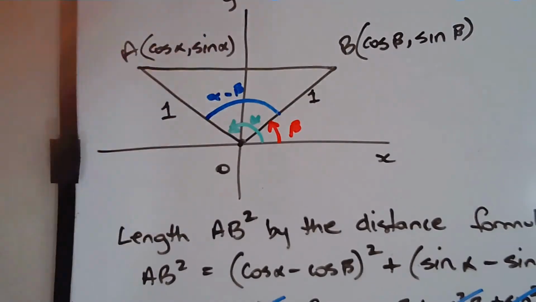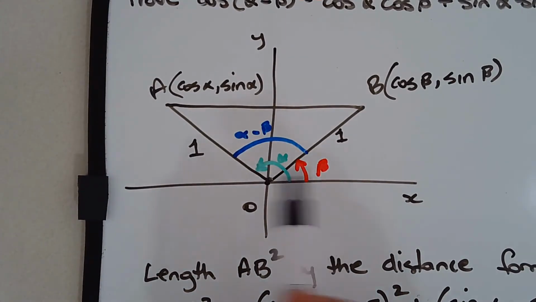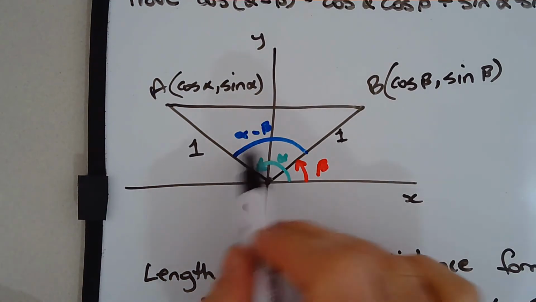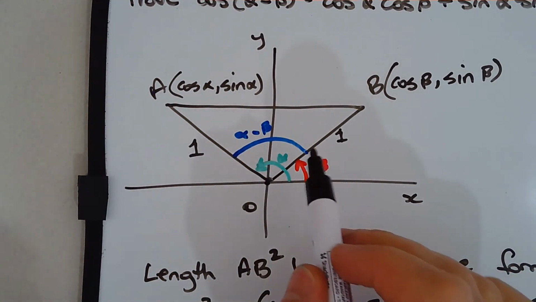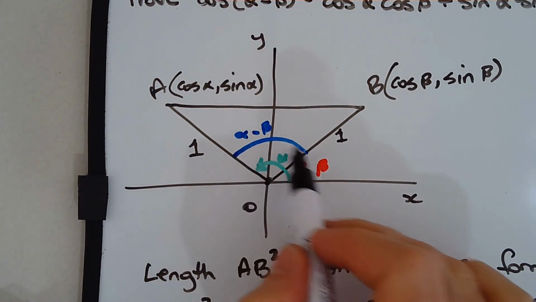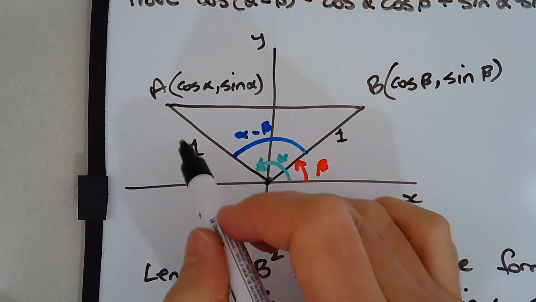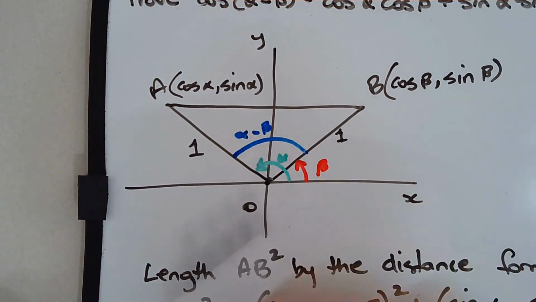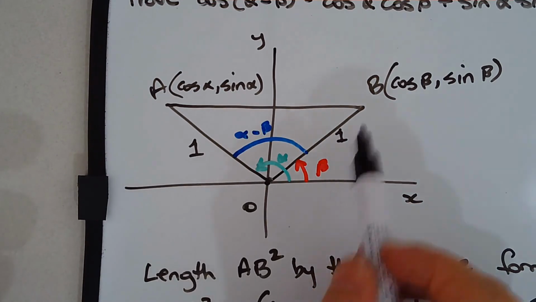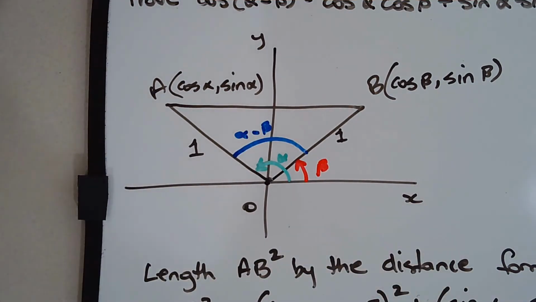So going back to our diagram, if you recall the cosine rule, it could be written many different ways, but A squared equals B squared plus C squared minus 2BC times the cosine of A. Okay, so here's our angle A, so cos of A is cos of alpha minus beta. And these are our two sides, so this will be the included angle. And the sides, OA and OB, are just 1 each.